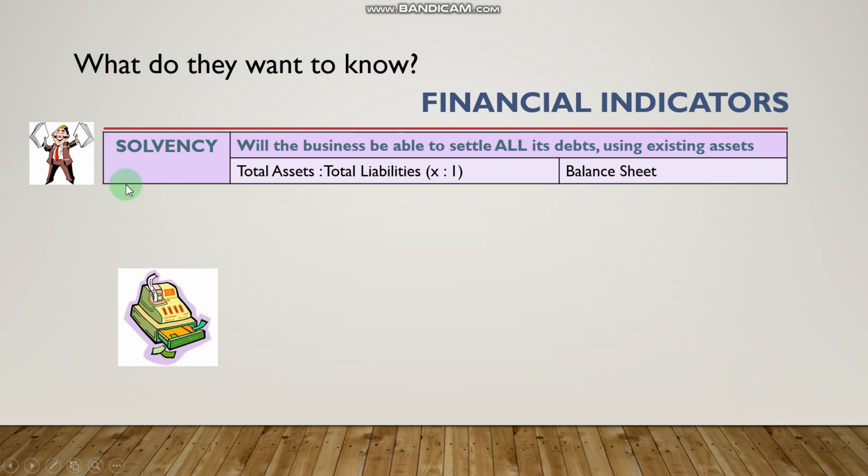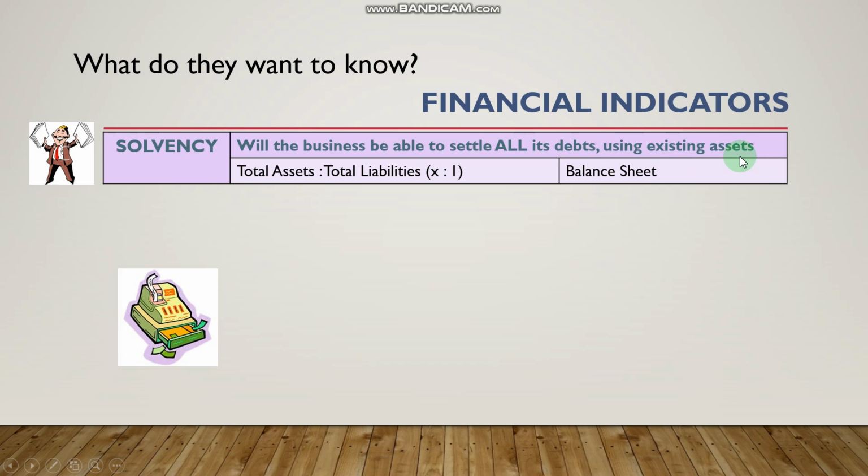Remember, for each category of financial indicators, the nice, easy way for you to remember them is to always associate them with a type of question that they would be answering. So when I talk about solvency, in my mind, I must be thinking, what question will this category of financial indicators be addressing? So I did put in a question for each one of them here. With regards to solvency, the question that comes to mind is, will the business be able to settle all its debts using the existing assets?